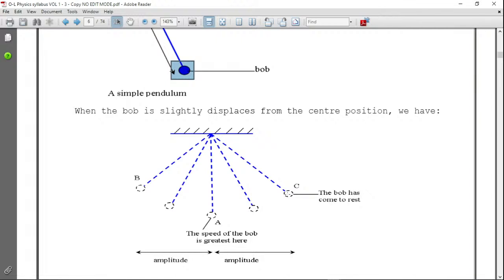When you allow it at C, it will move from C back to A, cross A and move to B. When it gets to B at a point of maximum displacement, it will come back to A. And from A, you will pass back to C until all the energy in it dies down. It has lost all of its kinetic energy. It will now remain back at this position A.